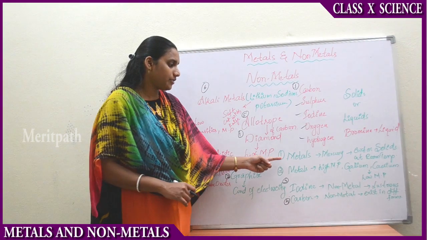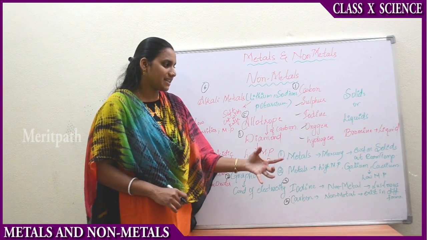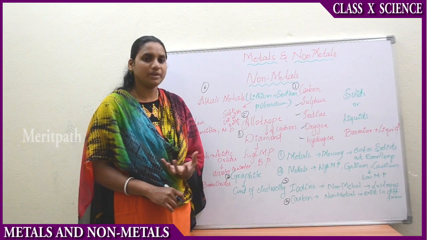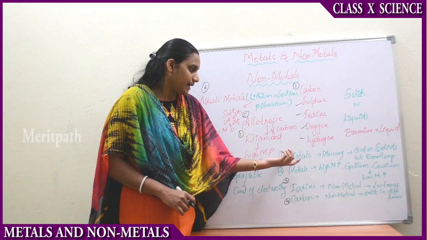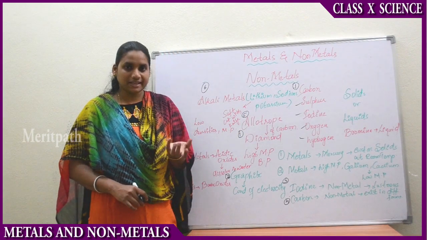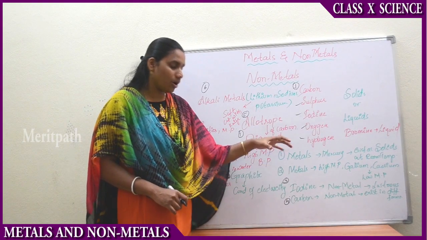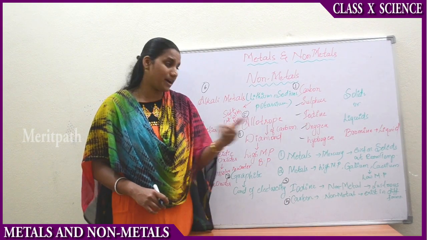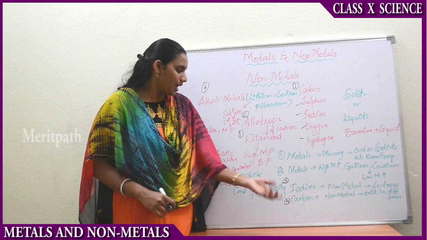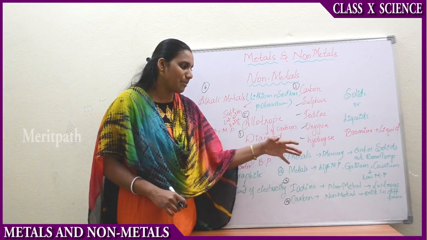If you come under metals, take mercury, which exists as liquid at room temperature. If you see, it is in a viscous form, right? Almost all metals will be in solid form, but mercury will be in liquid form. Now the second point is metals which have high melting points, right?